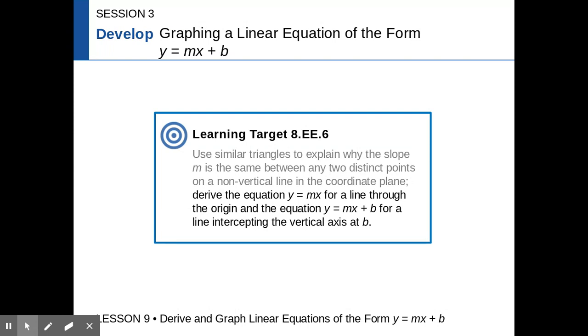We're talking about graphing linear equations in the form y equals mx plus b. This is just an extension of something you've already been doing in class. We're continuing graphing and looking at the different points that are on the graph that we've created.